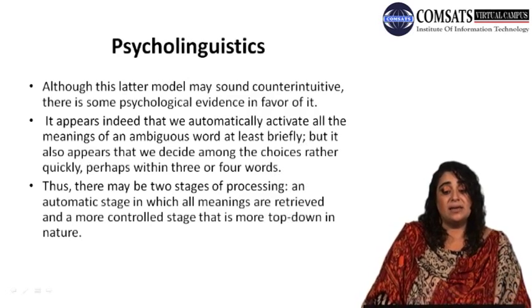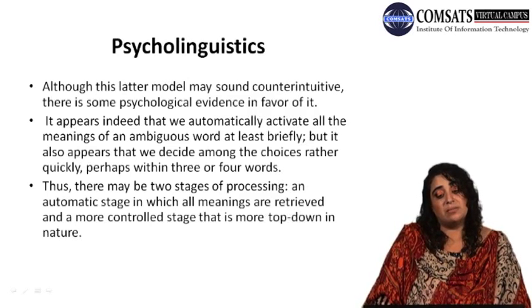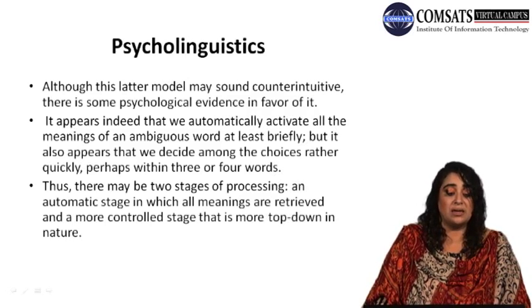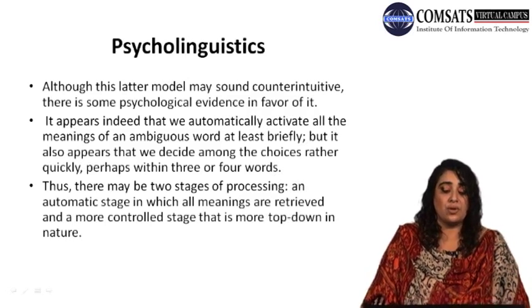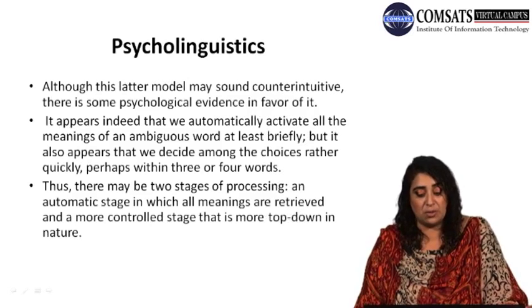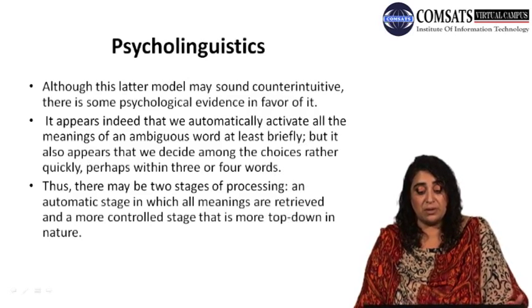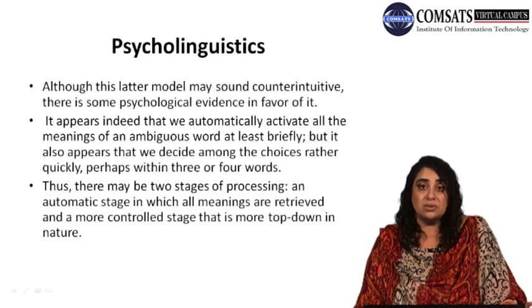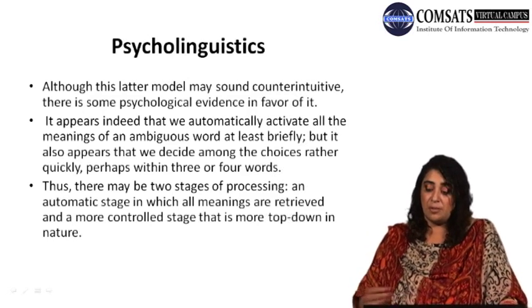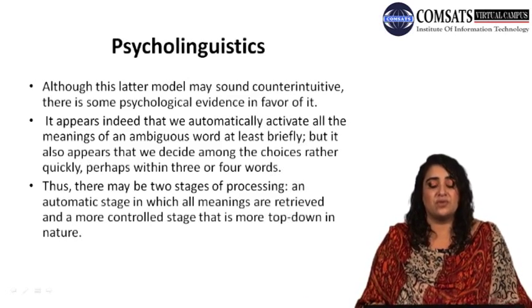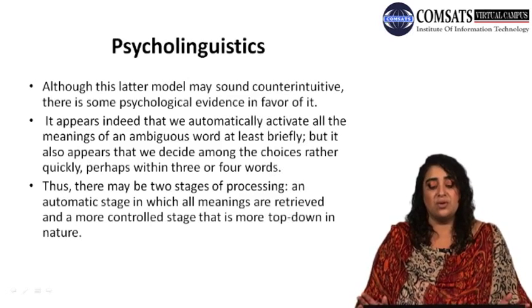Now, it appears indeed that we automatically activate all the meanings of an ambiguous word, at least briefly. But it also appears that we decide among the choices rather quickly, perhaps within 3 or 4 words. So this says that we automatically find 2-3 meanings of a word when we see it and try to retrieve it, at least briefly. But we also decide among the choices rather quickly: we choose one of those meanings and immediately conclude that this is what it means, out of 3 to 4 words.